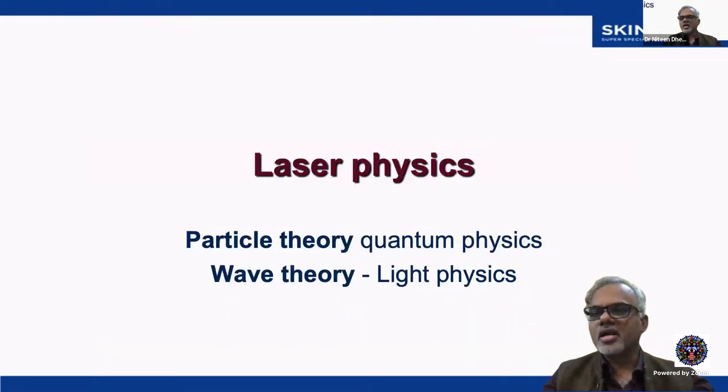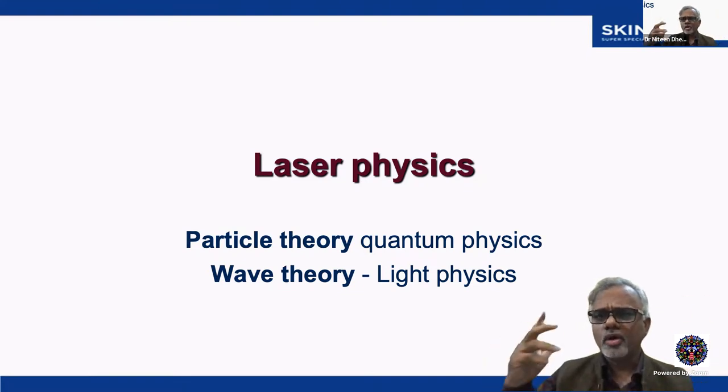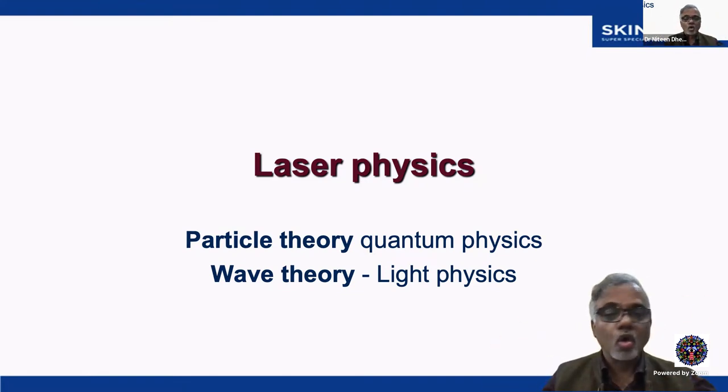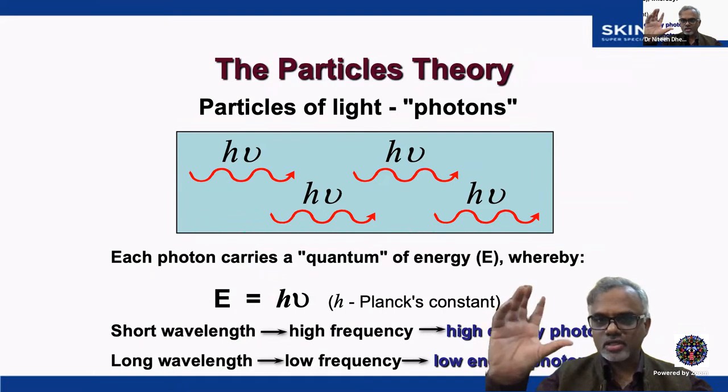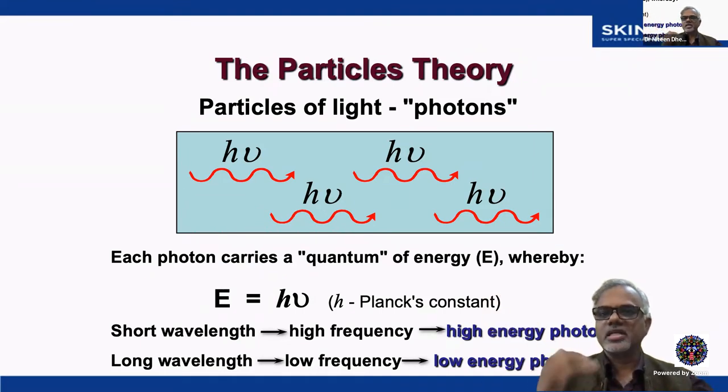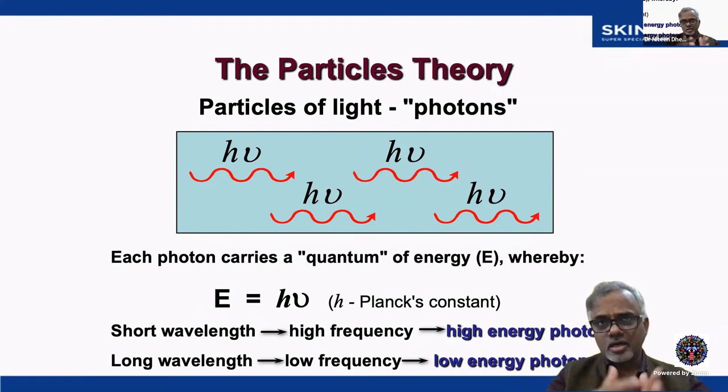So now we understand the laser physics. Laser is basically a photon, or light. And light has two different characters. Light follows the rules of quantum physics also, because light is a particle and light is an energy also. It's a wave. So light follows the principles of quantum physics and light physics both. In quantum physics, it's a photon, it's a particle. It has a wavelength, it has a frequency. The higher the frequency, the shorter the wavelength, and vice versa.